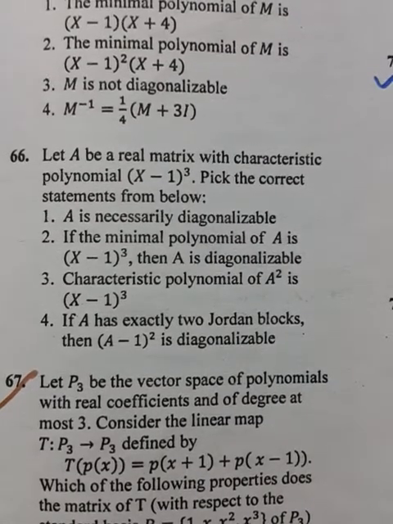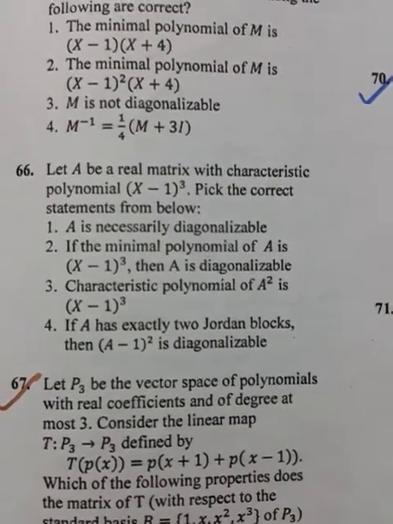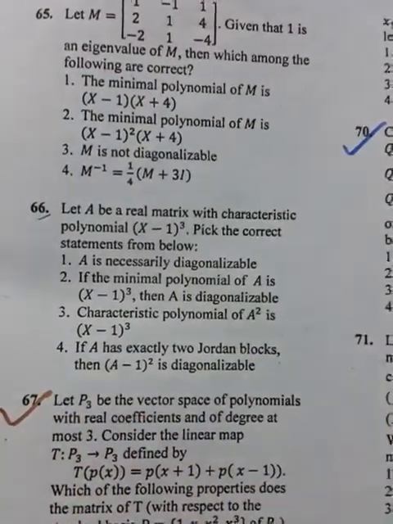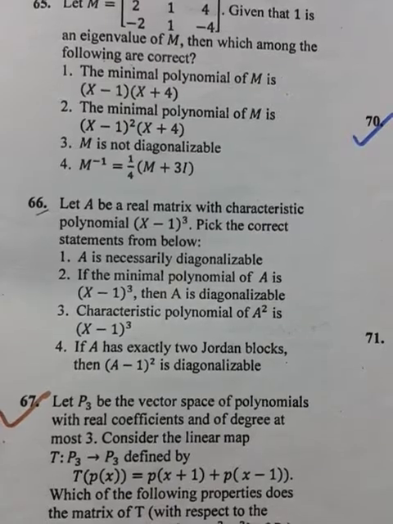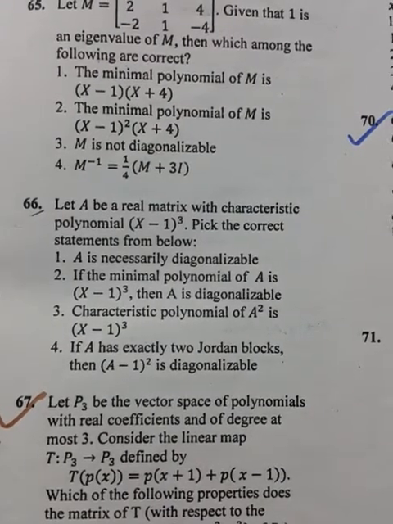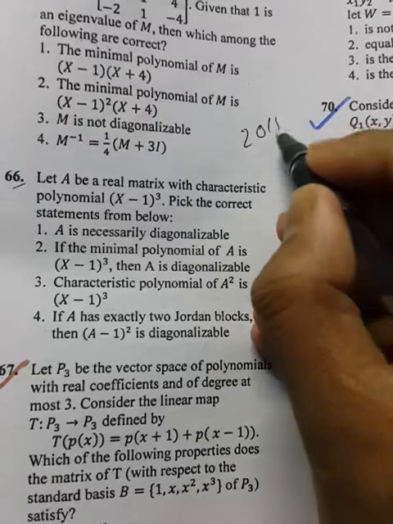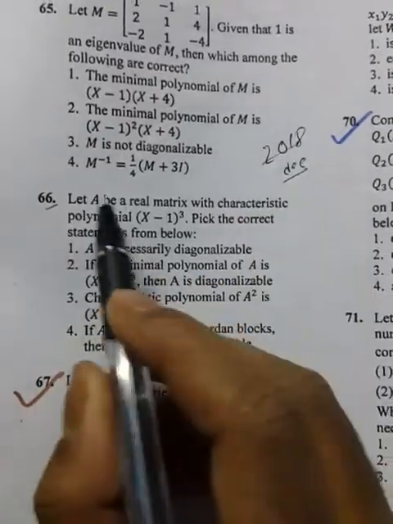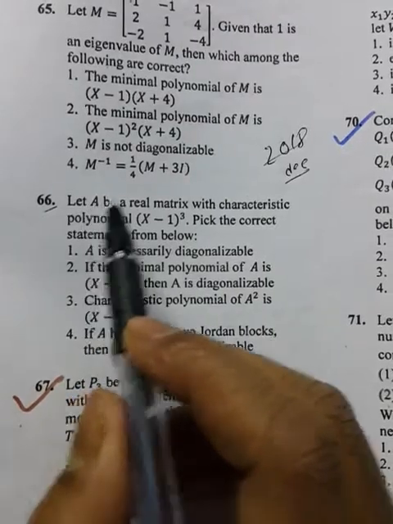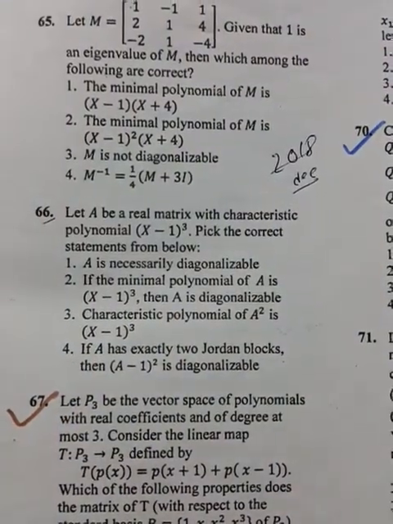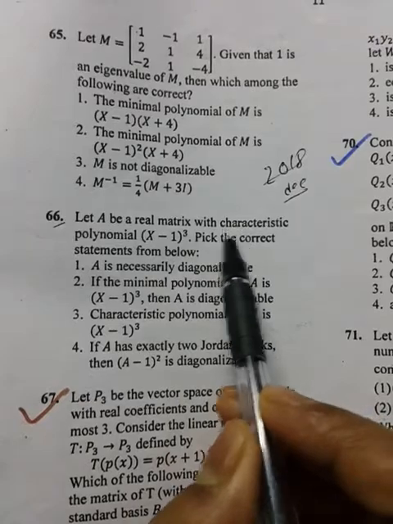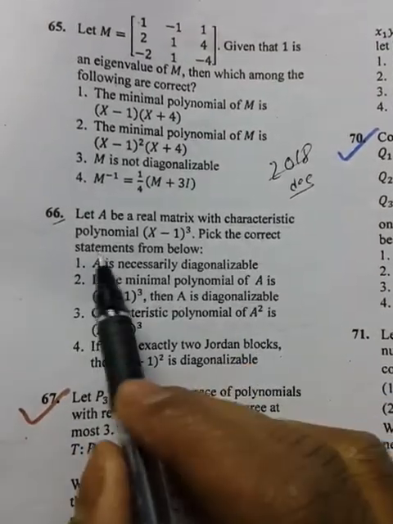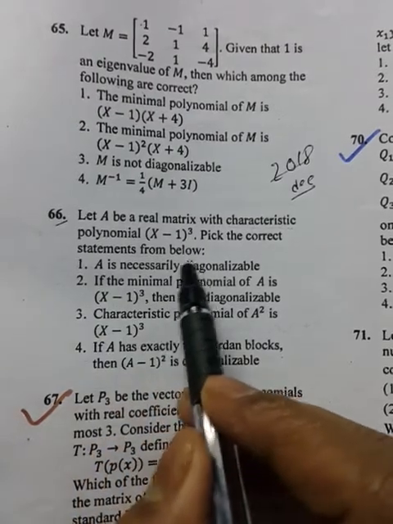Today I discuss a question from CSIR NET Mathematics, question number 66. The question is from CSIR NET Mathematical Science, 2018 December, part C, question number 66. Given that A is a real matrix with characteristic polynomial (x minus 1) whole cube, pick the correct statement from below.